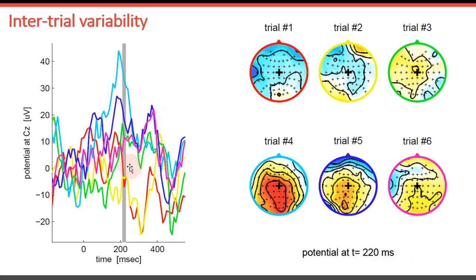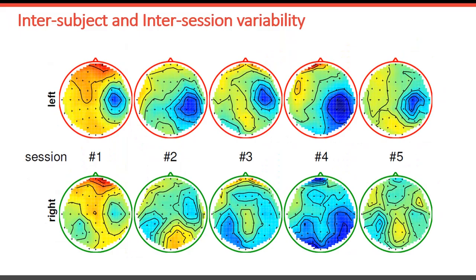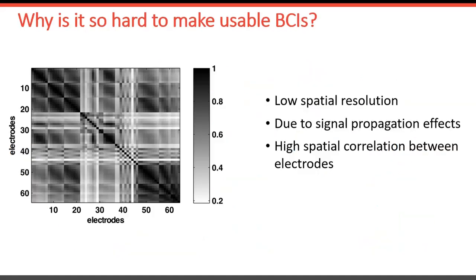This again leads to the failure of a previously functioning BCI, because one of the main components of a BCI is a decoder, and the decoder will fail in decoding if the underlying distribution of the data is very different. That's why over the last 30 years, people have been trying to address these inter-trial, inter-subject, inter-session variabilities, as well as trying to improve the spatial resolution.